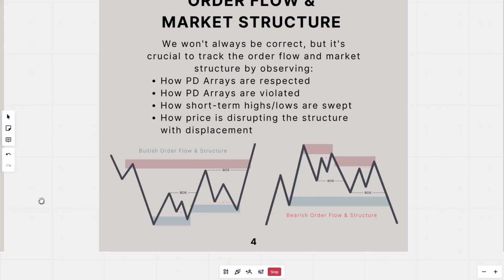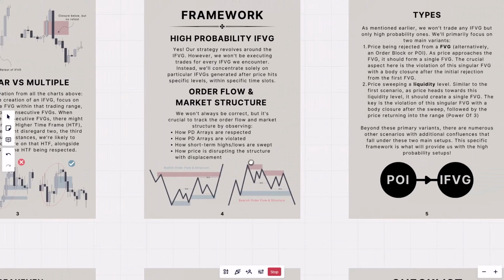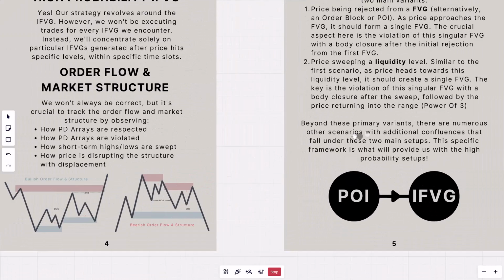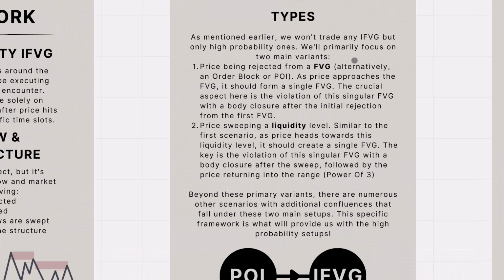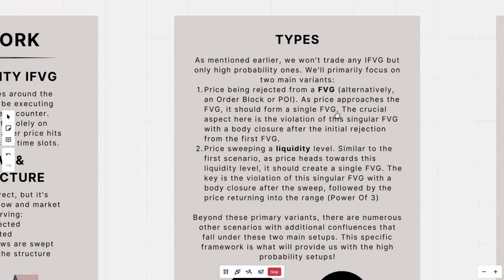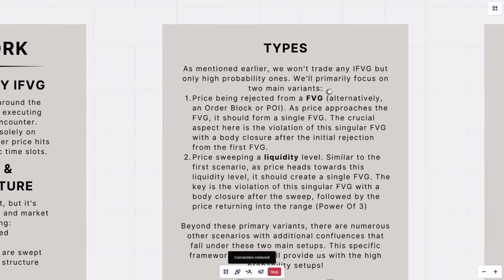But the way that we're going to be looking for the inverse fair value gaps, especially the high probability ones, is usually going to be with the order flow and the market structure. But always remember this when taking any trade. Now, the types of the inverse fair value gaps, we have two different types. And as we discussed before, not every inverse fair value gap is high probability, but there are specific ones that are very high in probability.